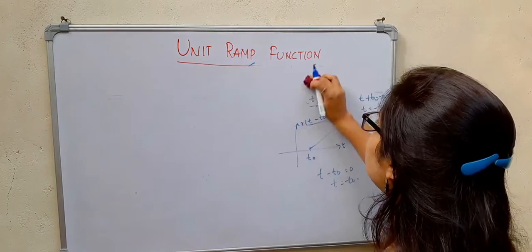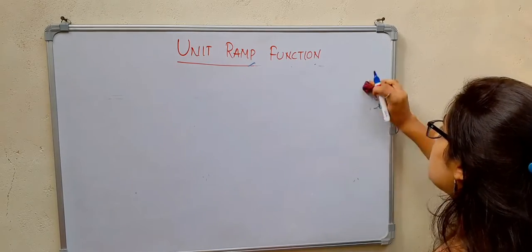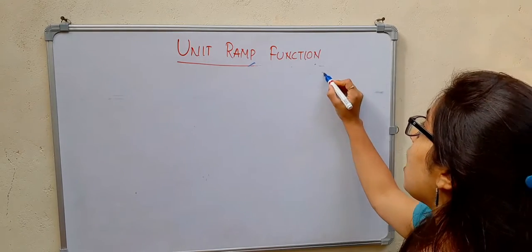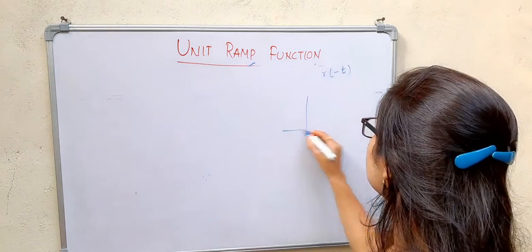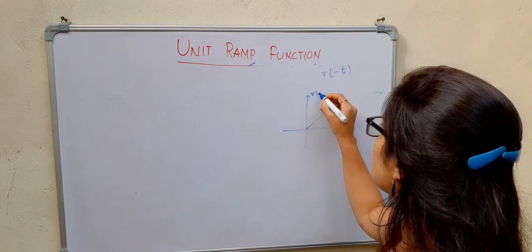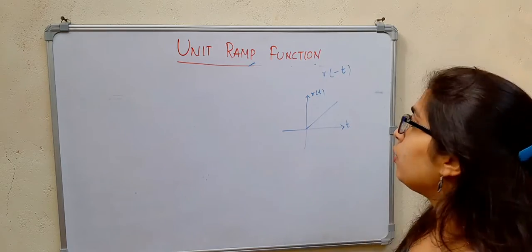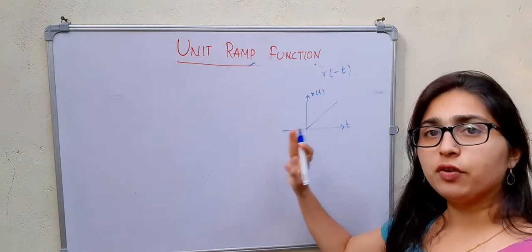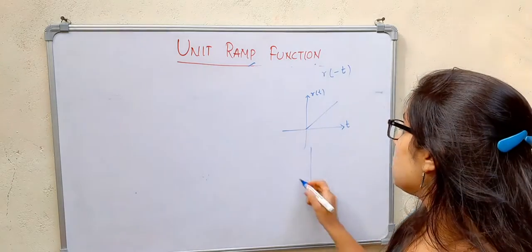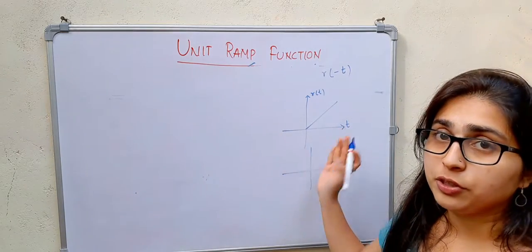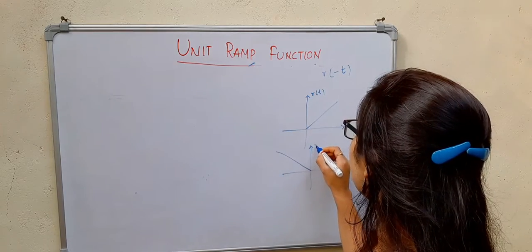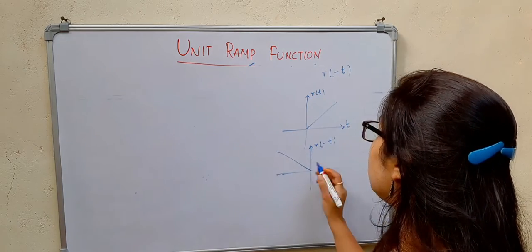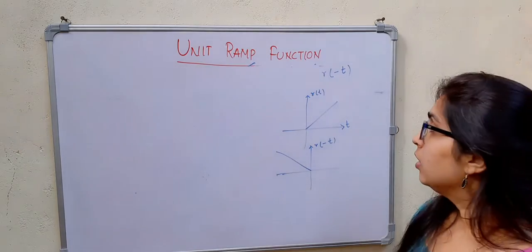Next, if I consider reversal of the ramp function, that is r of minus t. So this is your r of t, right? R of minus t is nothing but a reflection or the mirror image. So it will be flipped about the amplitude or the vertical axis. So this one will be your r of minus t. So it comes this way.